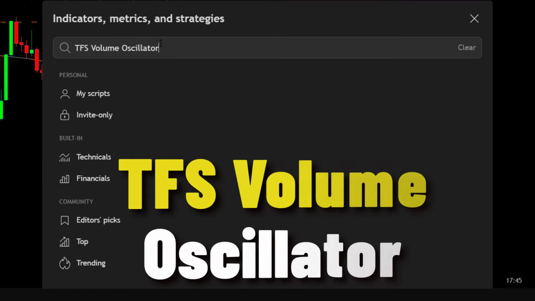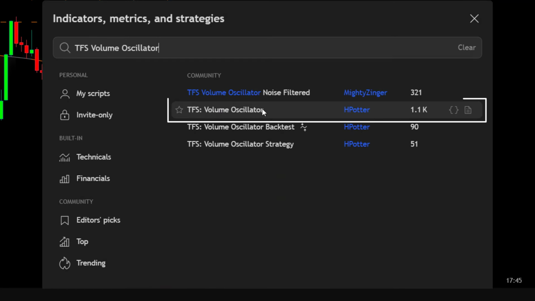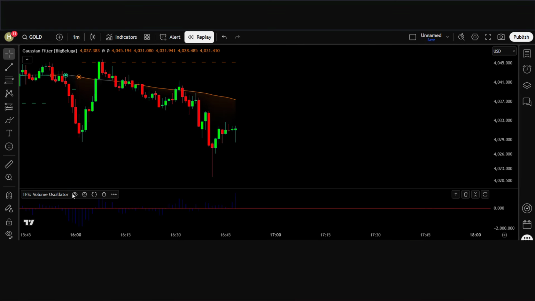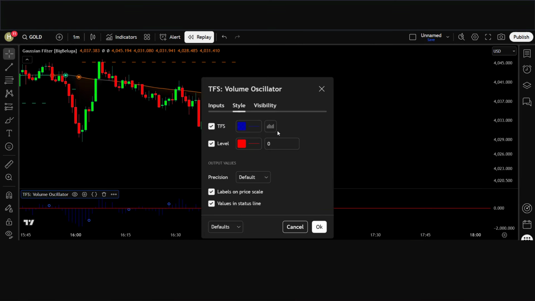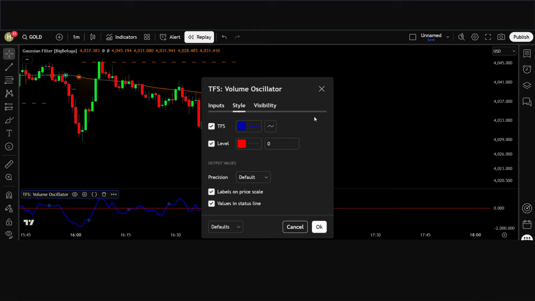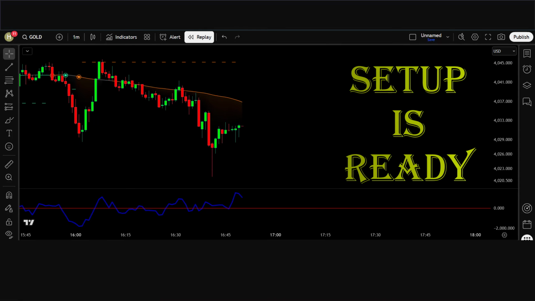Search for TFS volume oscillator. Add it to your chart. Adjust the settings. Click OK. Now setup is ready.